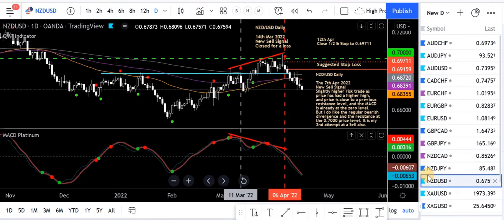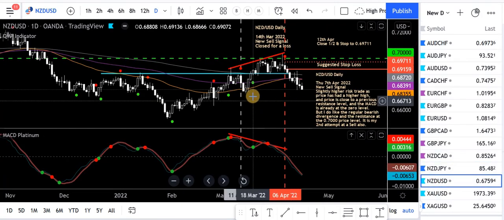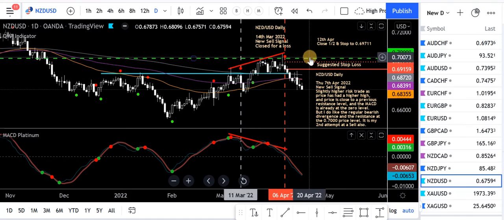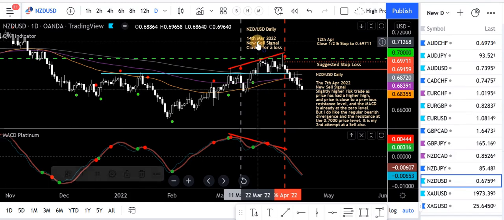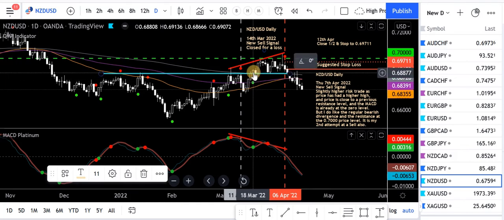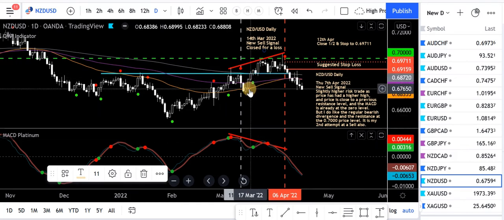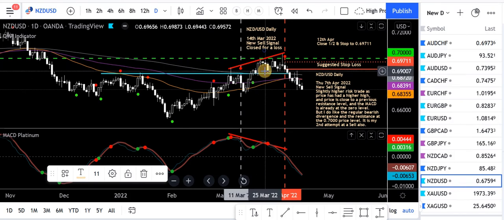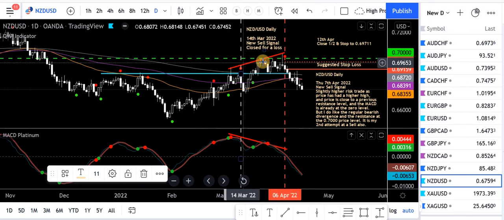New Zealand USD. Righto, here's another one with big numbers. That's the 70-cent level, that green line, on the New Zealand, the Kiwi. So the 14th of March was this one. New sell signal closed for a loss. So we closed that on the opposite QMP filter dot. So the entry was here, the loss would have been there. So that's a loss.